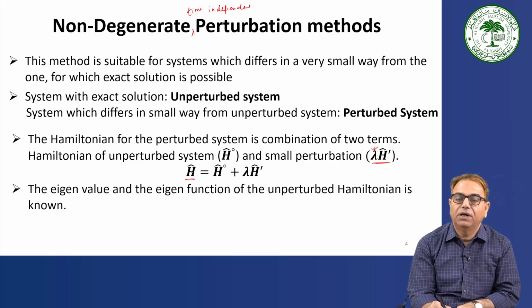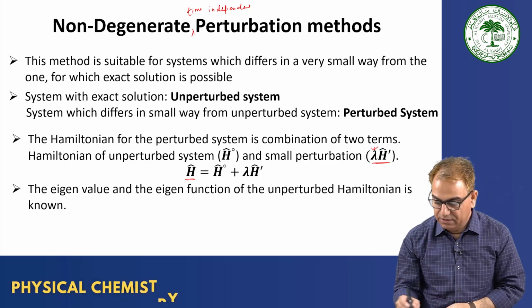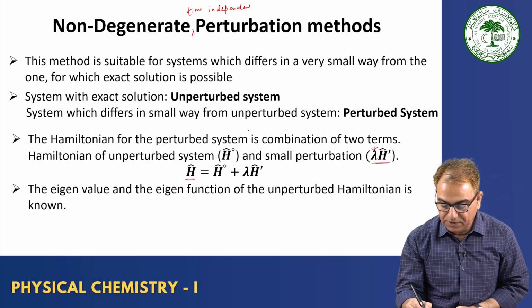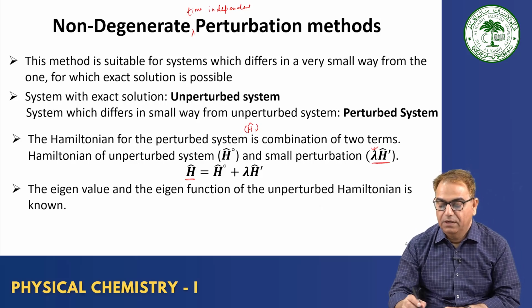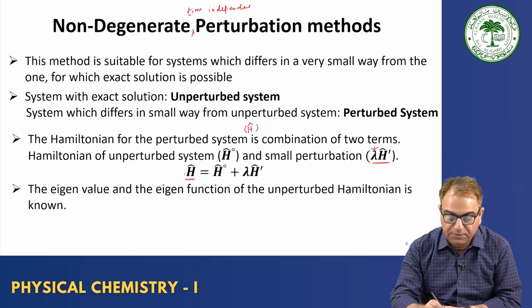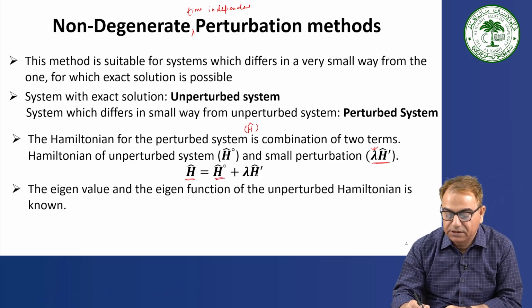This is the Hamiltonian for a perturbed system. But if you have naught, then it is the unperturbed system. If you have prime, then it is the perturbation or disturbance by which the system has been disturbed. So this is called the Hamiltonian for the perturbed system. H without any superscript is a combination of two terms. This is the Hamiltonian for a perturbed system, this is the Hamiltonian for an unperturbed system, and this is the perturbation amount.